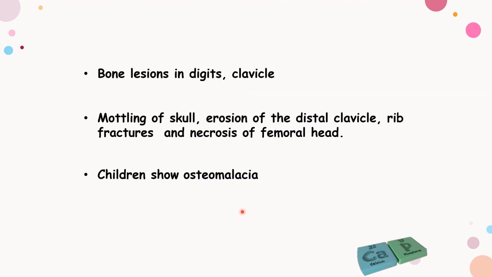And bone lesions are present in digits and clavicle, mottling of skull and erosion of distal clavicle, rib fractures and necrosis of femoral head are also present, and in children there will be osteomalacia.